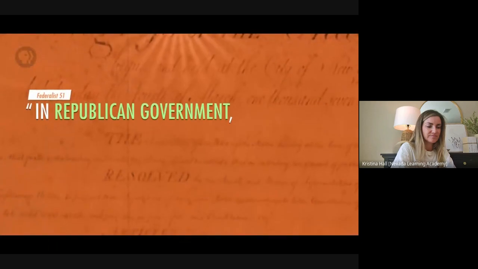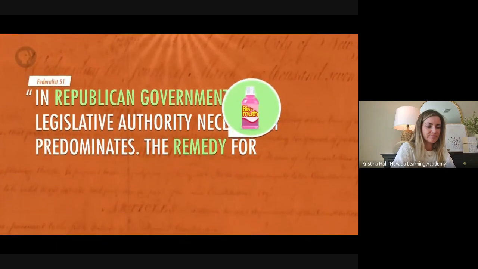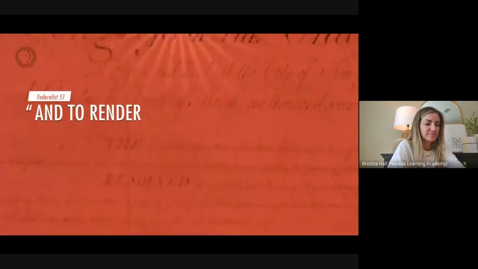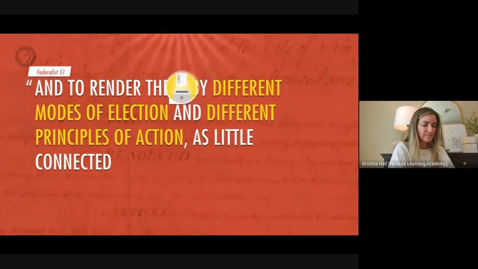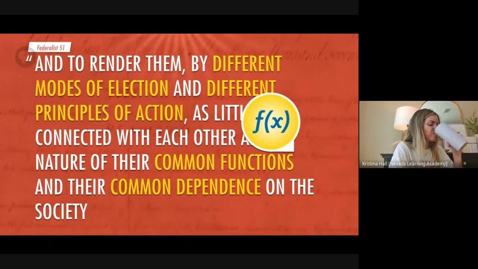In Federalist 51, Madison wrote, "In Republican government, the legislative authority necessarily predominates. The remedy for this inconveniency is to divide the legislature into different branches and to render them, by different modes of election and different principles of action, as little connected with each other as the nature of their common functions and their common dependence on the society will admit."